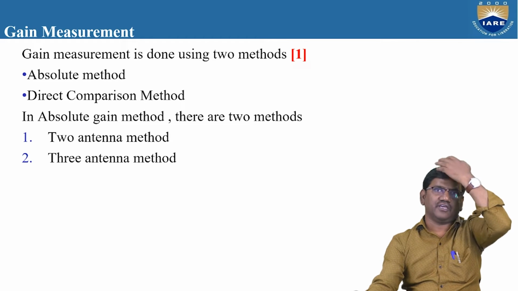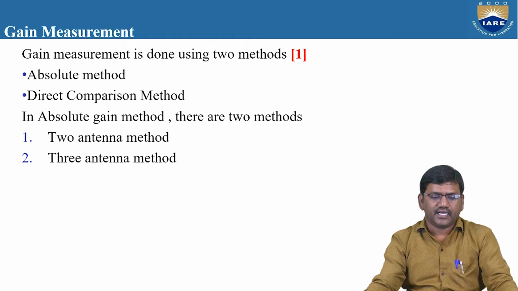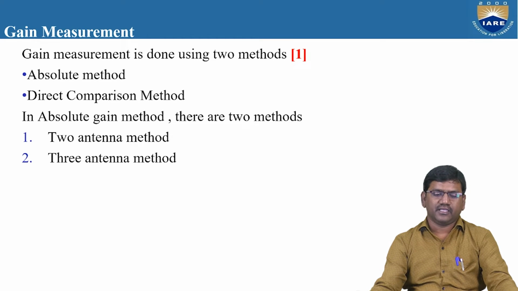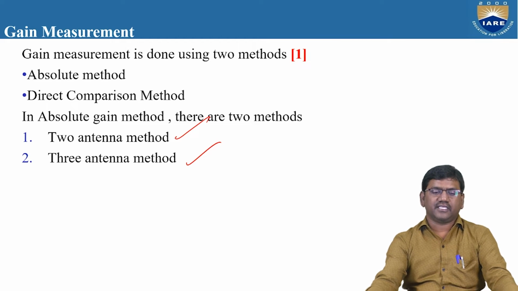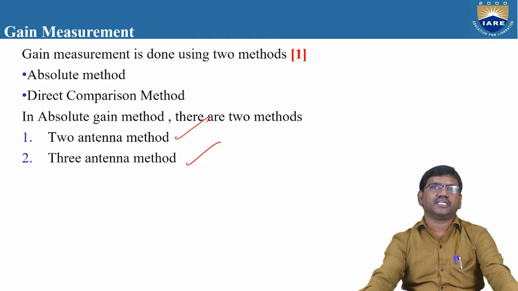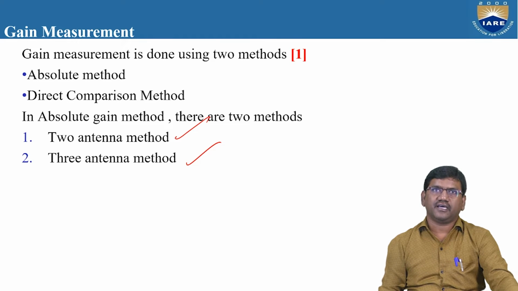In order to measure the gain, we have two methods. One is the absolute method, the other one is the direct comparison method. First we will see the absolute method. In the absolute method, again we have two methods: one is the two antenna method, the other one is the three antenna method. Let us see the absolute gain method first.